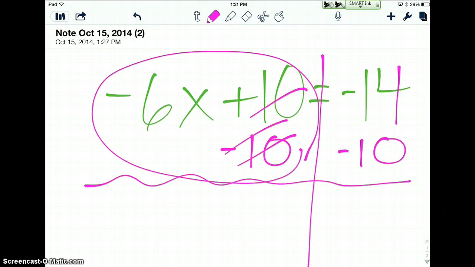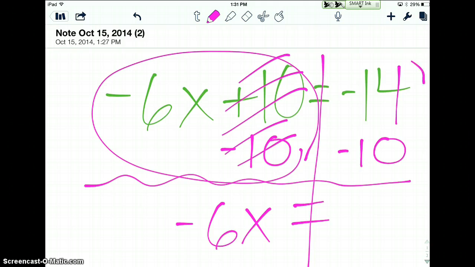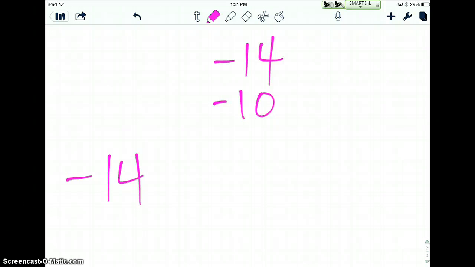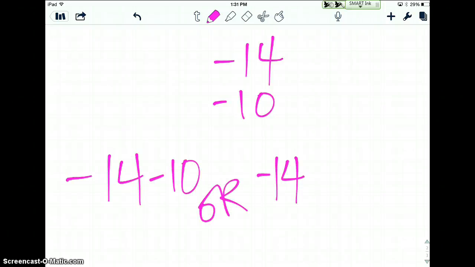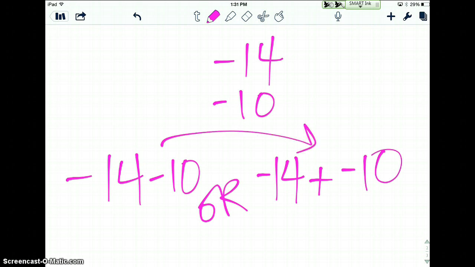Well, these are opposites, so that's gone. So I'm just left with negative 6x over here. And then this side, that side is tough for some people. Negative 14 with a minus 10 under it could mean negative 14 minus 10. Or you could think of it as negative 14 plus negative 10. These mean the same thing. It just depends on which way you like thinking about it.